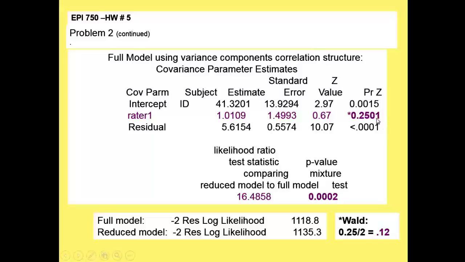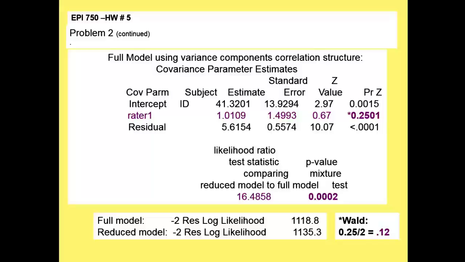because you're testing about a sigma, and the sigma can't be less than 0. You have to divide the p-value by 2. You get 0.12. And for the mixture test, you're getting 0.0002. So what do you notice about the mixture test versus the Wald test? You don't have the same conclusion, right?